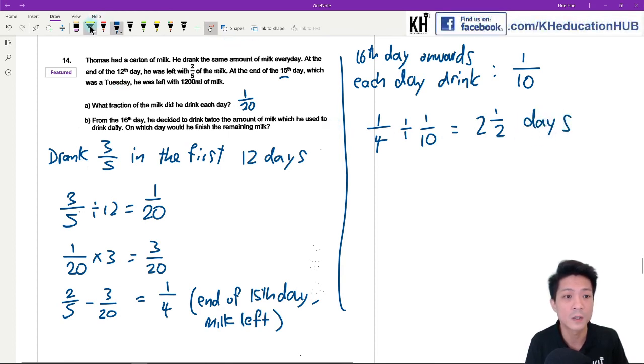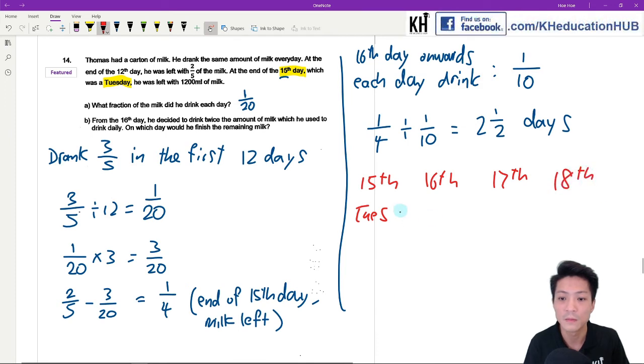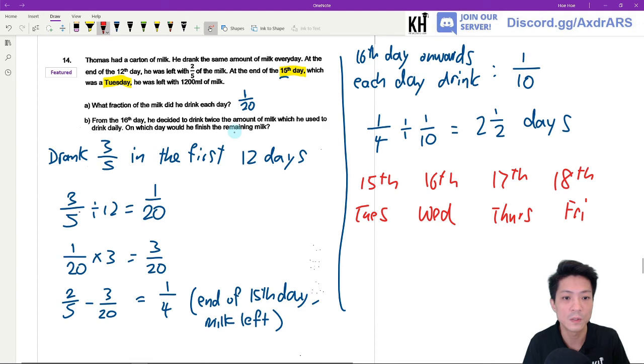Then we have to take note that the 15th day is a Tuesday, right? So 2.5 days would be 16, 17, and 18: Wednesday, Thursday, and Friday. So he would finish the remaining milk on a Friday.